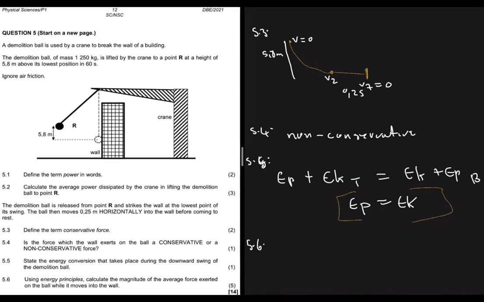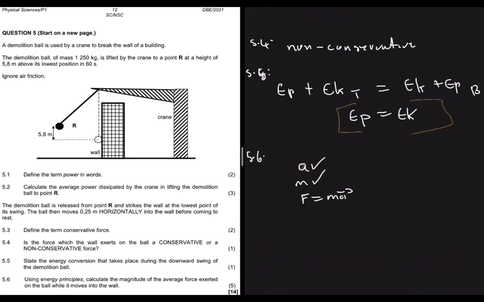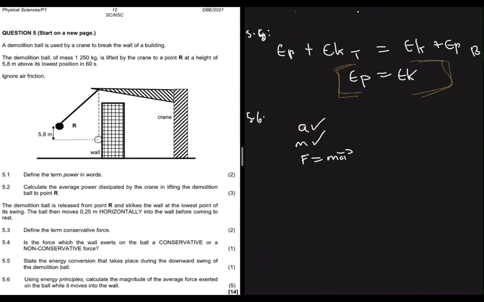But if you pay close attention, we have VF, we have this V2 here, and then we have the distance covered. So with that, we can calculate the acceleration of that motion, right? So we will have the acceleration, we have the mass of the object, and then we can just use F equals ma to determine the force exerted, right? But to find the acceleration, we first need to use this formula here to find V2. So let's go ahead and do that.